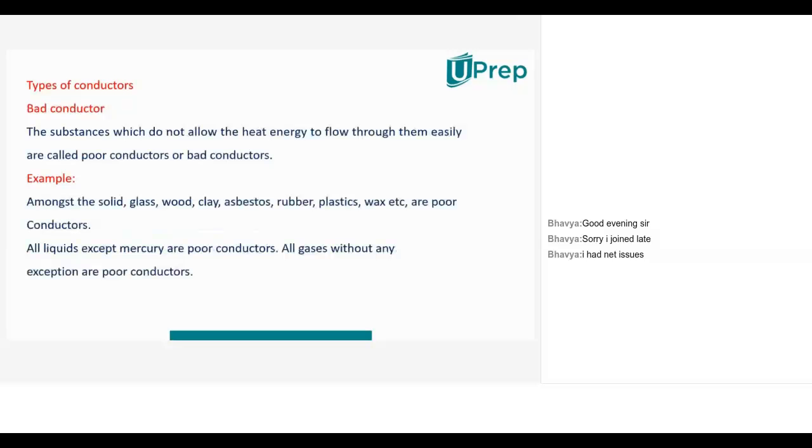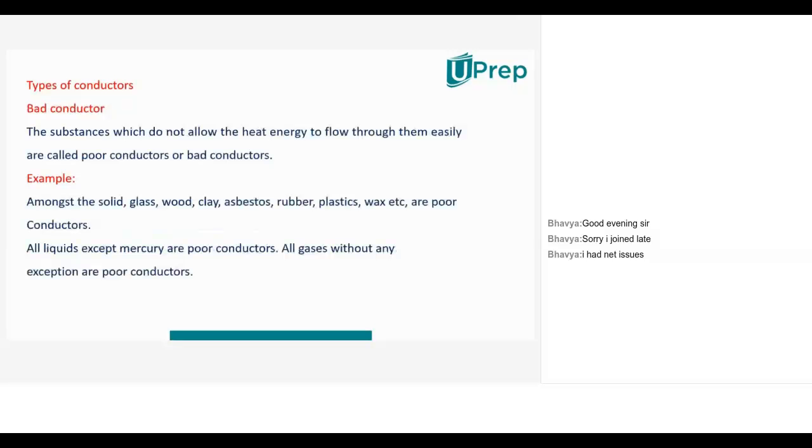Which one will be called as a good conductor? Arna, tell me, what do you mean by conductor? Conductors let heat energy pass through them. Right. That means the substances which will allow the flow of heat energy through them by the conduction process will be called conductors.